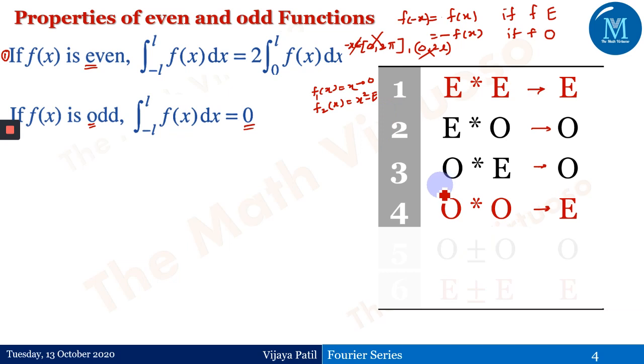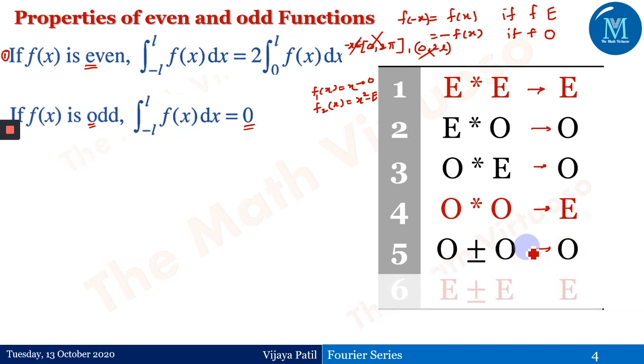Then addition and subtraction. If I add an odd function with an odd function, I get an odd function. If I subtract two odd functions, I get an odd function. Similarly, adding and subtracting two even functions gives an even function. These are a few properties which are very useful to solve Fourier series expansions of odd and even functions.